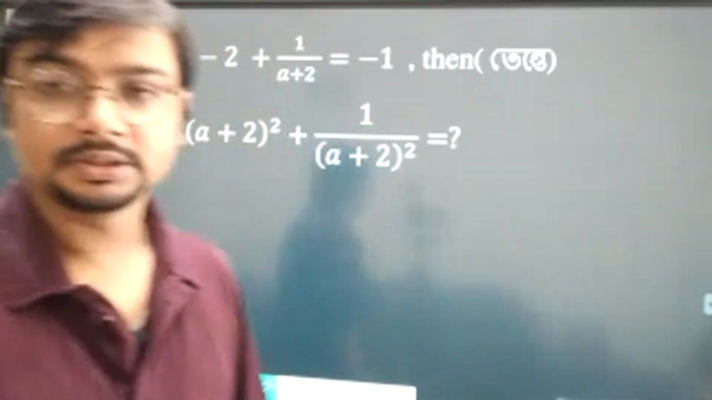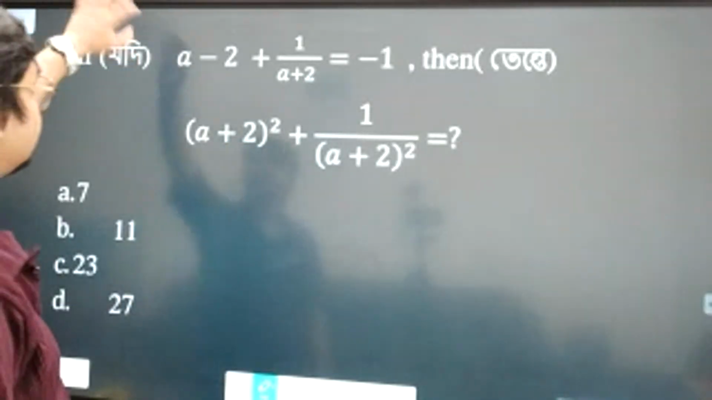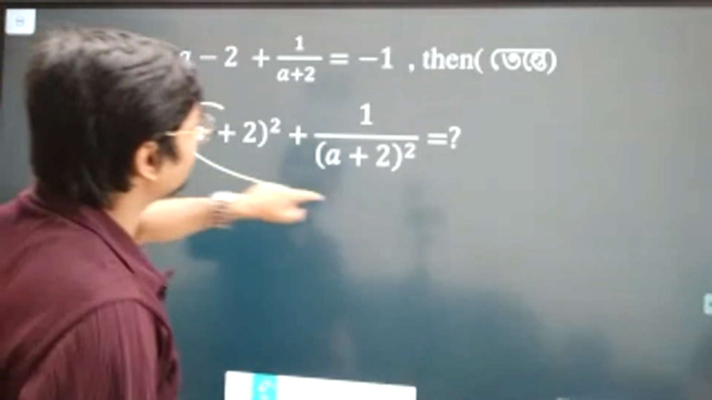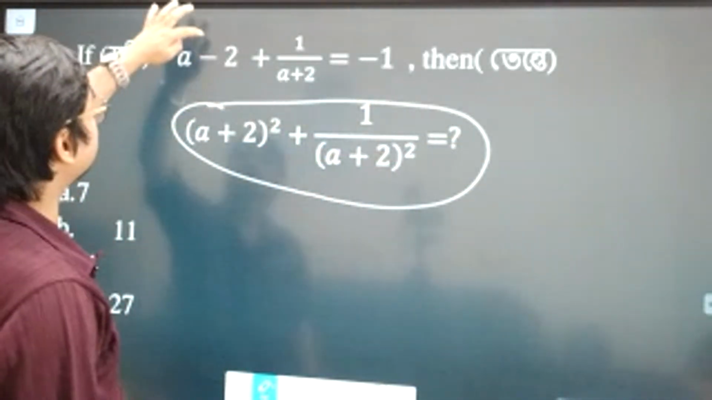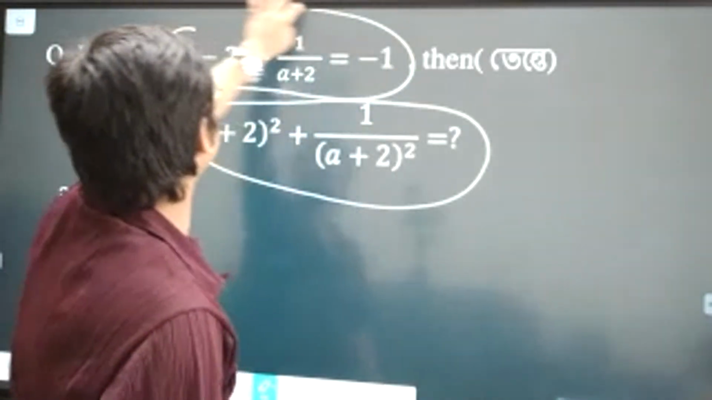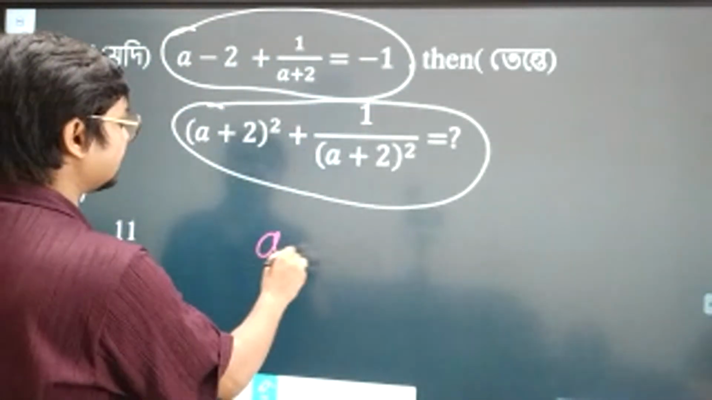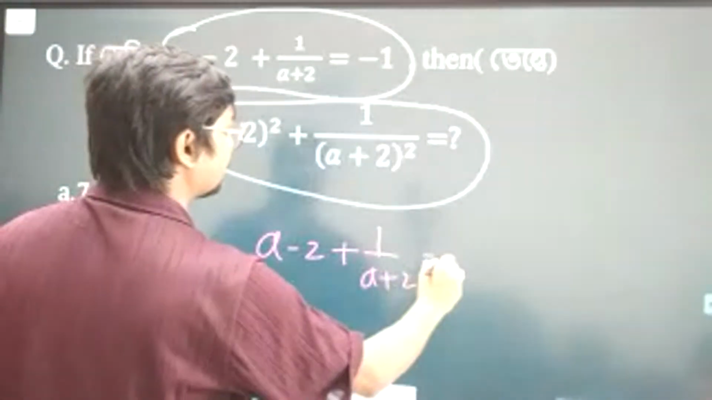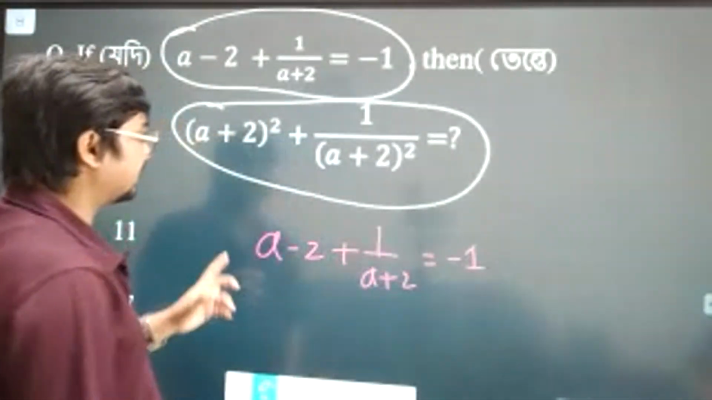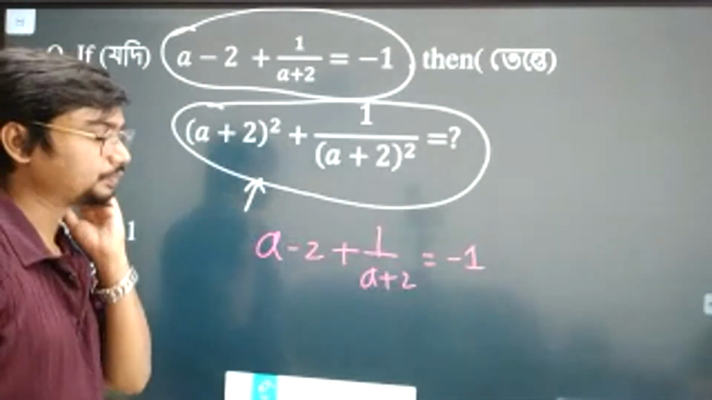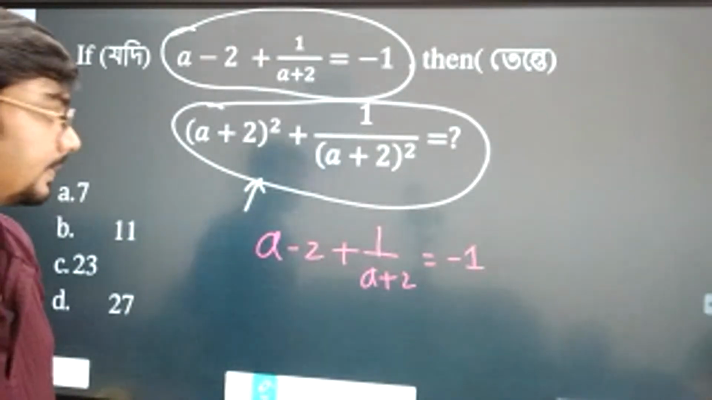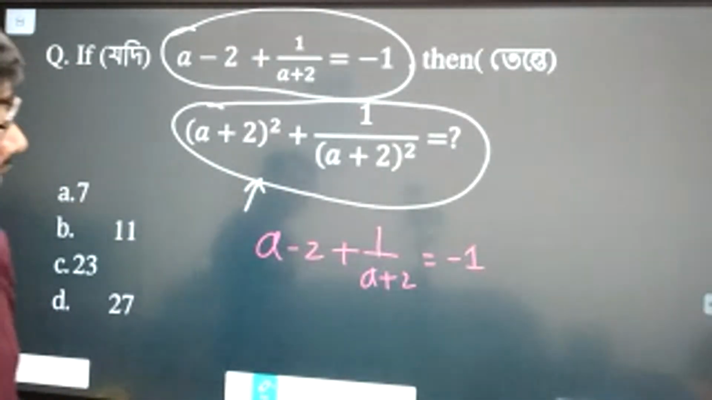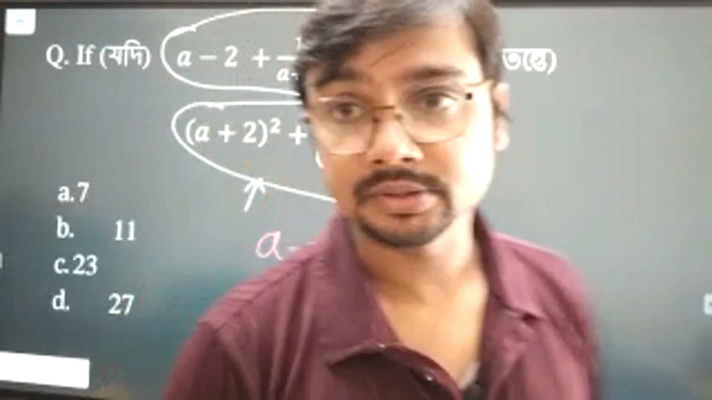Okay, that's good, right? Now you just solve this and find this value. What will be this value here, guys? This is given: a minus 2 plus a plus 2 equals minus 1, and you need to find this value. Then what will be the value? How can we solve this question?